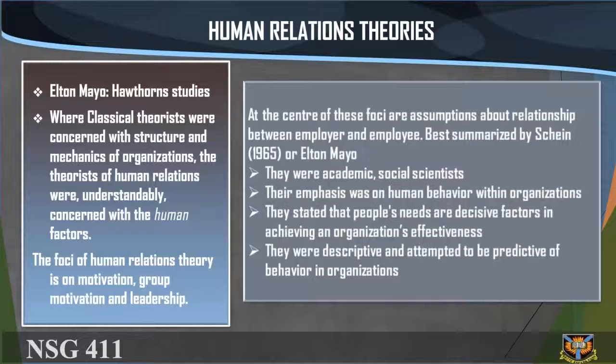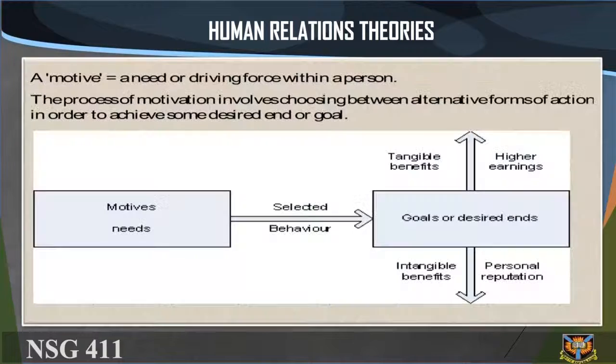Their emphasis was on human behavior within organizations. They stated that people's needs are decisive factors in achieving an organization's effectiveness. They were to be predictive of behavior in organizations. A motive equals a need or driving force within a person. The process of motivation involves choosing between alternative forms of action in order to achieve some desired end or goal.